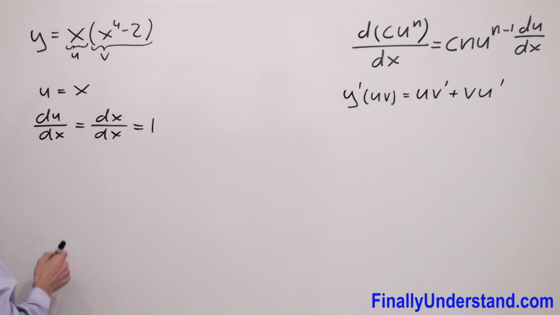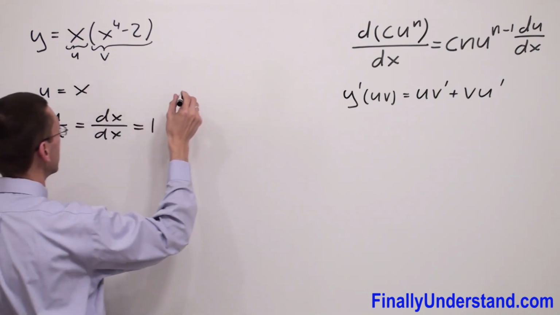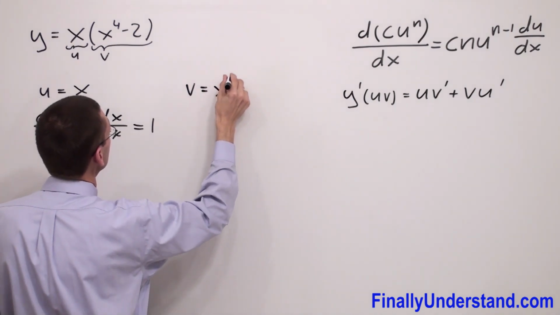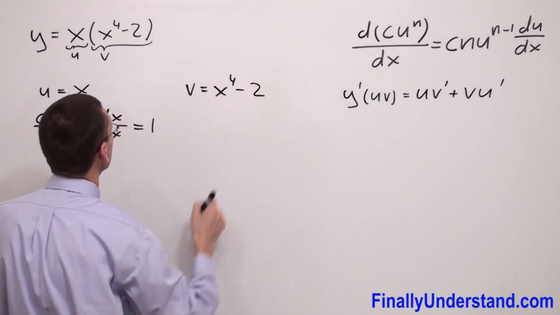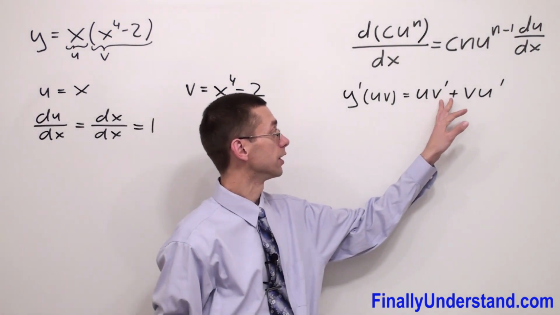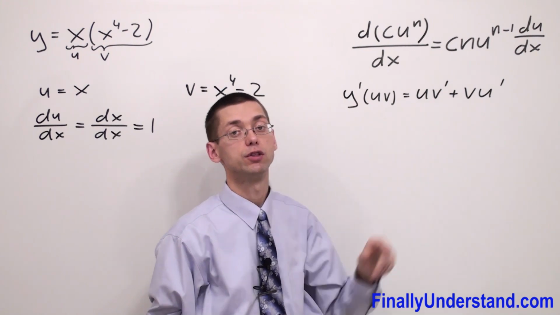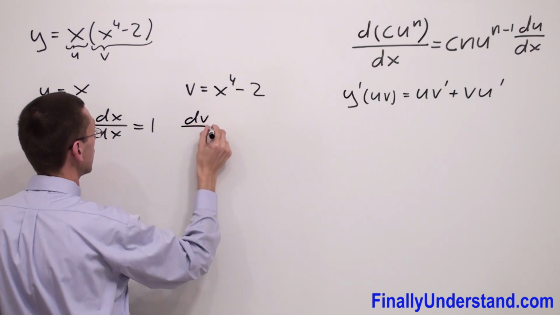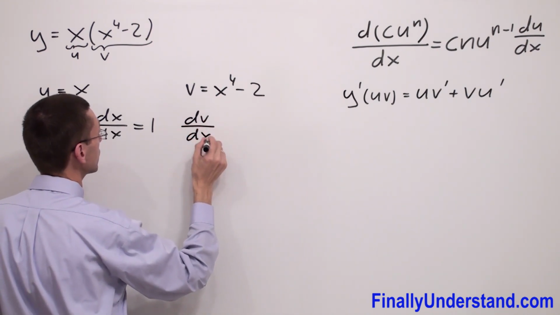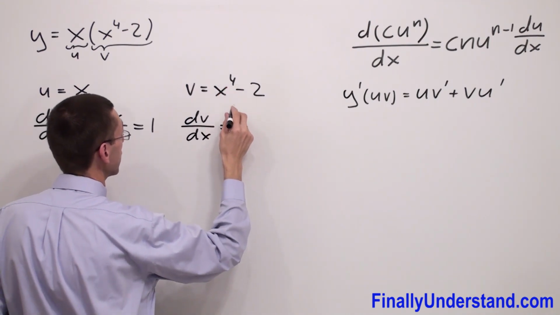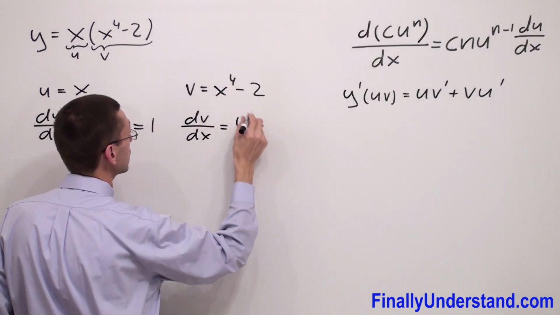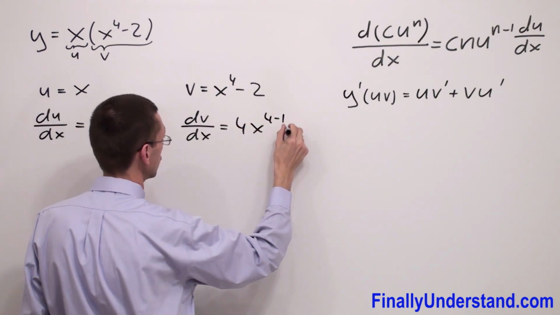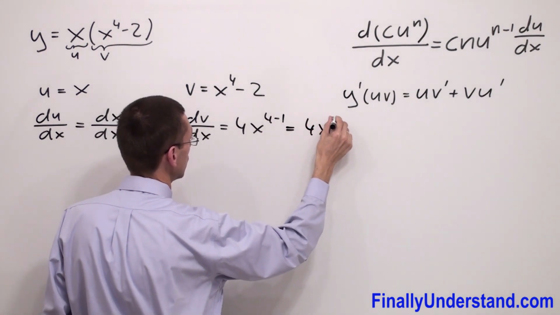Next, I'm supposed to find my v. My v is equal to the content of the parenthesis. I have x to the 4th power minus 2. The formula needs the derivative of v, so I have to find the derivative of this. So I have dv over dx. This is equal to the exponent, 4, x to the 4 minus 1, and the derivative of a constant is equal to 0. I'm not going to write it. So this is 4x to the 3rd.